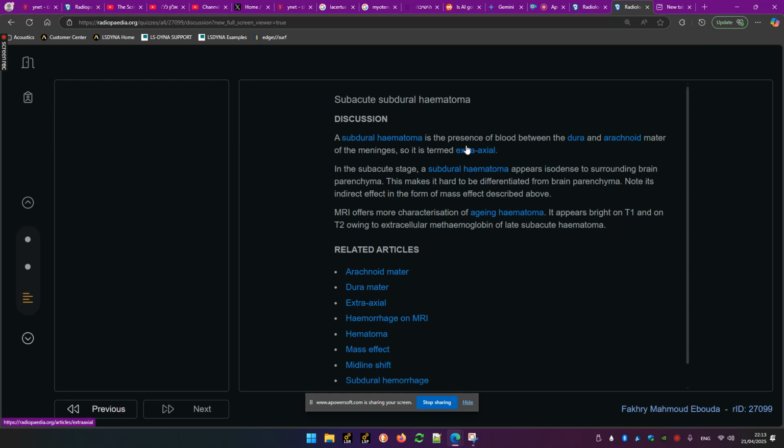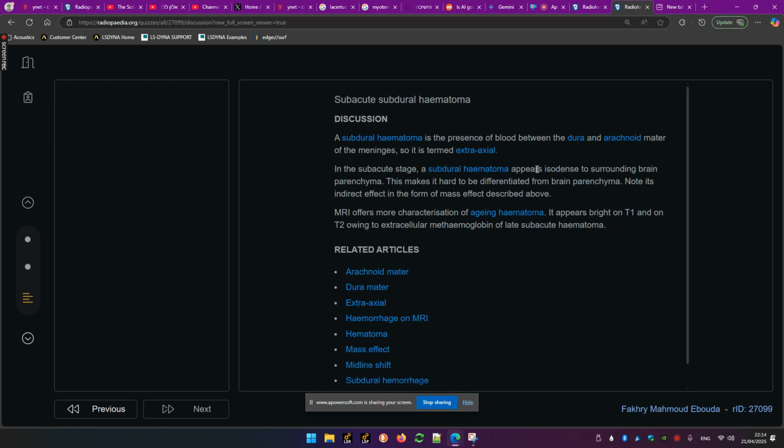So subdural hematoma is the presence of blood between the dura and the arachnoid. It's under the dura. We have pia, arachnoid, and dura. This was reversed. If we're talking from the outside, it's dura, arachnoid, and pia. So it's subdural, between the dura and arachnoid matter of the meninges, so it is termed extra-axial.